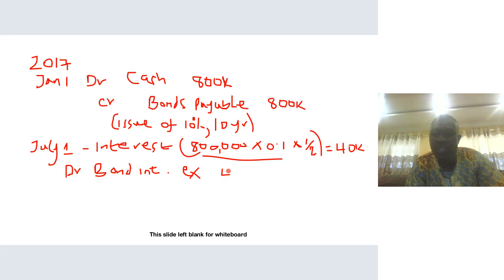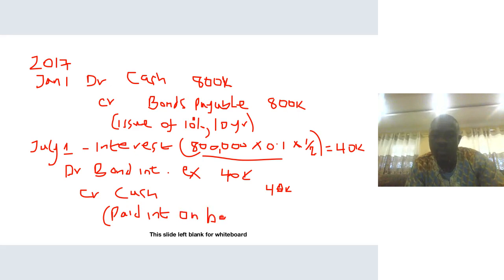Bond interest expense, the amount there is 40,000. And then because we are spending cash, our cash will decrease. So we credit cash the same amount, 40,000. We are doing this because this is the interest that was paid on the bond. So we can put in brackets: paid interest on the bond.